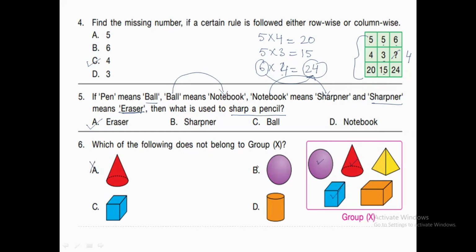Now circle is already there, so this cannot be the correct answer. This is actually a sphere. Now option C, cube, which is a cuboid, is also already here, so this cannot be the correct answer. Now what about cylinder? We cannot see a cylinder in group X. So this cylinder doesn't belong to group X. That's why option D, cylinder, is our correct answer.